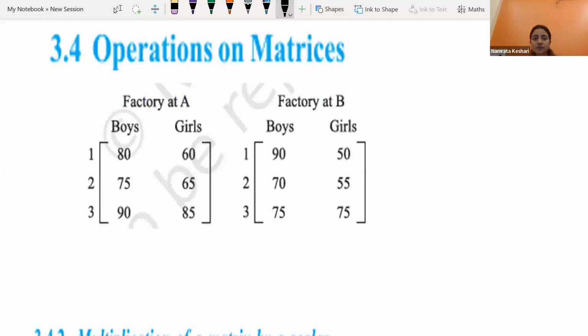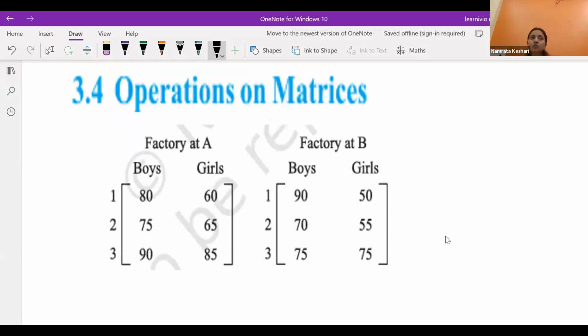Now, operations on matrices. Whenever you learned anything in maths, first you learned about numbers, and at the same time how to add them, subtract, multiply, divide. Then the same for decimals and fractions. Here also we'll be discussing how to do operations on matrices. Operations means addition, subtraction, multiplication, division. Basically here we will first discuss the addition of two matrices.